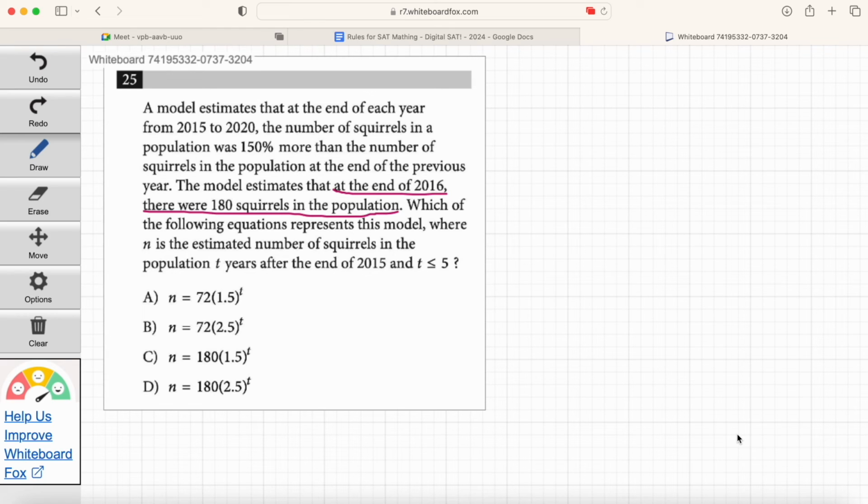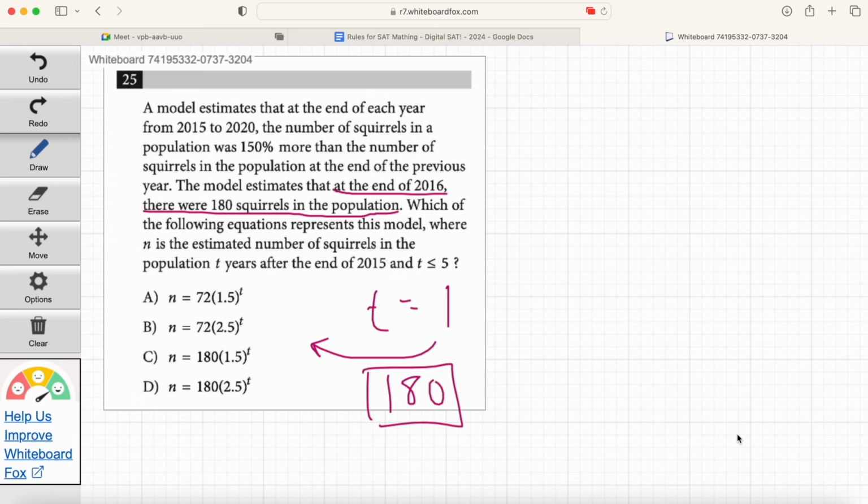I guess it'd be a 1. Yeah, the t value is 1. Does that make sense? Why at the end of 2016, the t value is 1. One year's passed. Okay, great. So if we plug in a 1 for t into the expressions in the question, the right answer has to give us what? 180. Has to give us 180. That's what we're looking for. Does that make sense? Yes.